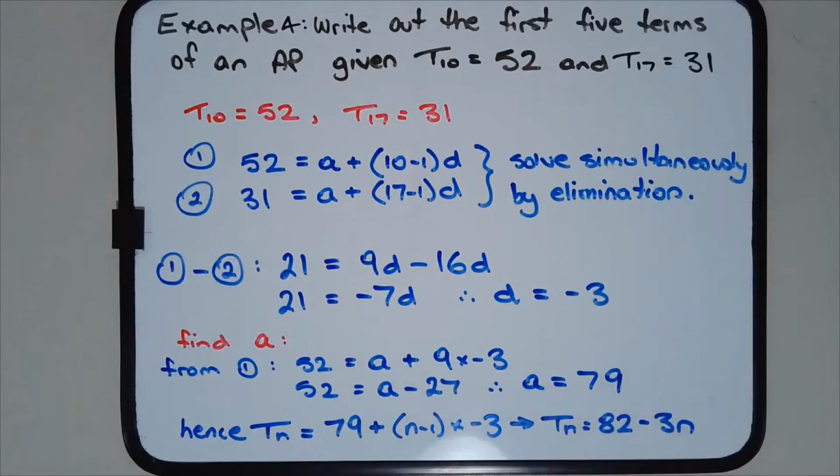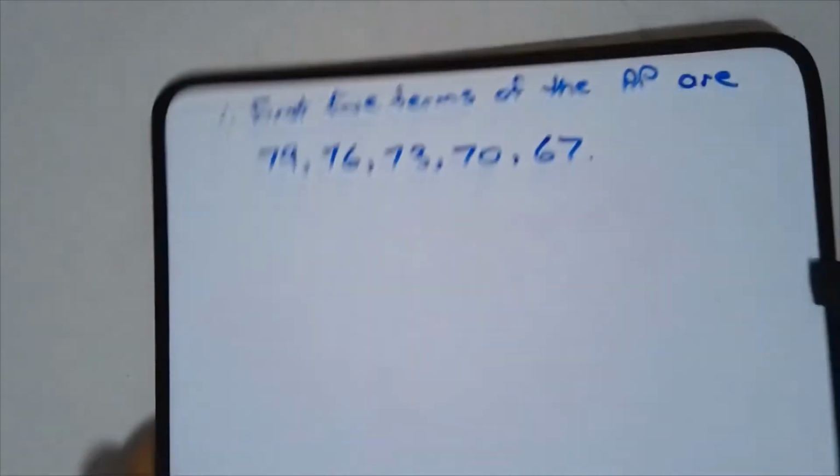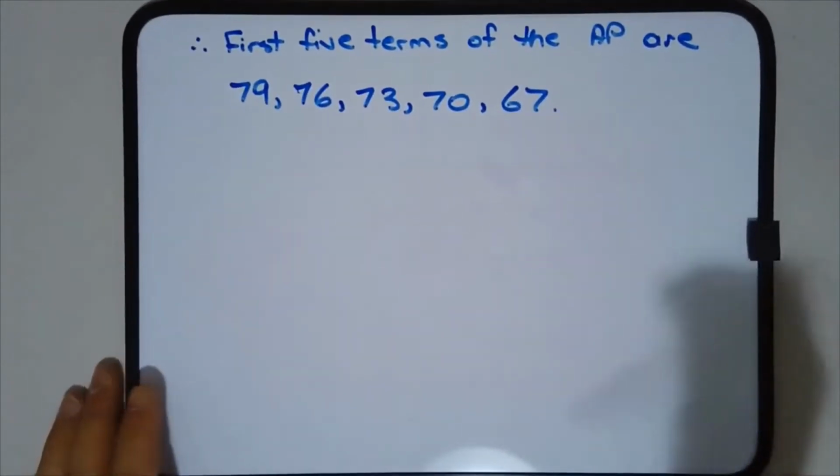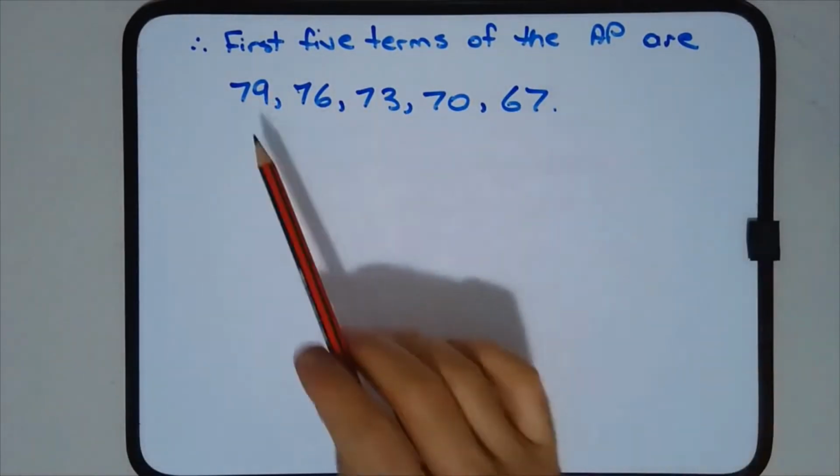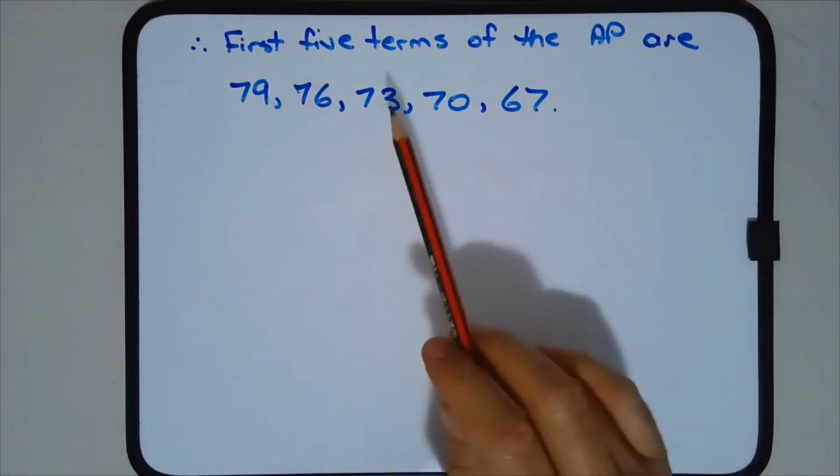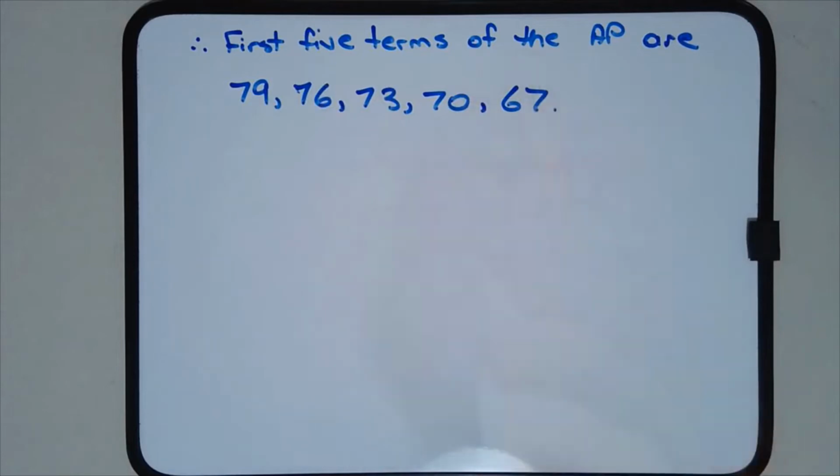Now we can form an equation for the nth term of this particular AP. So Tn equals 79 plus n minus 1 times negative 3. Expanding the brackets and collecting like terms, we have Tn equals 82 minus 3n. Now we can write the first 5 terms of this particular AP. The first 5 terms of the AP are 79, 76, 73, 70, and 67.